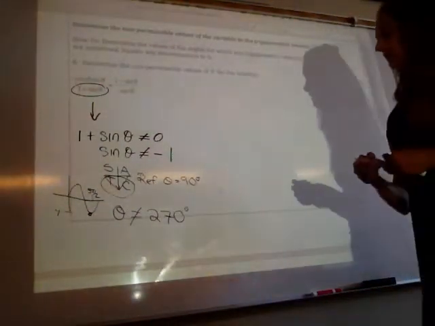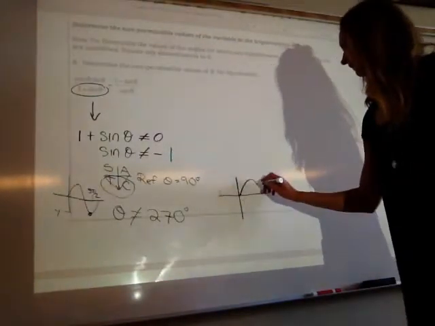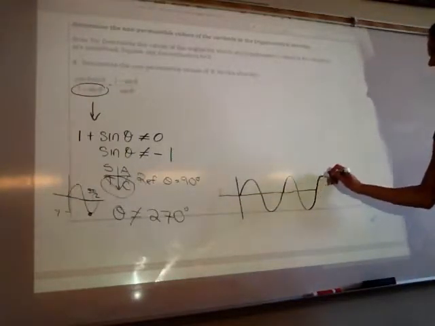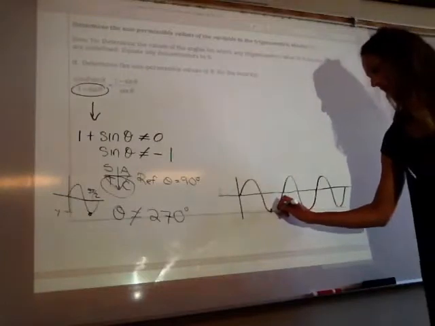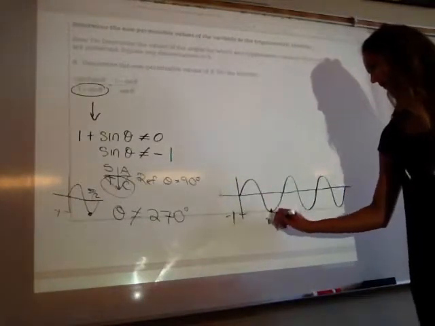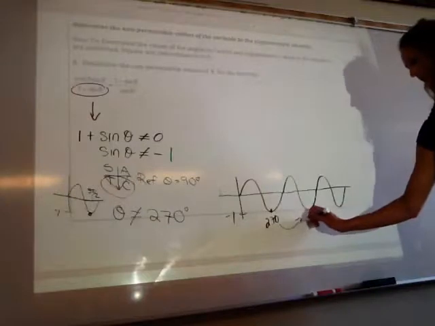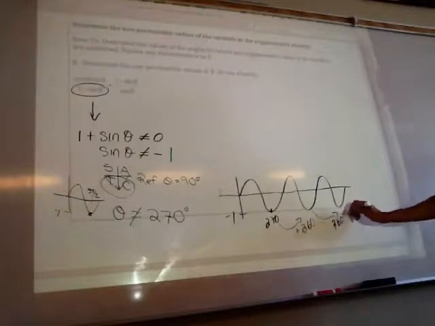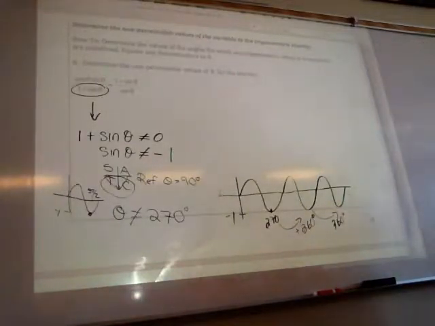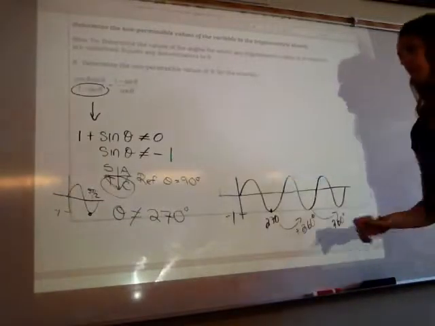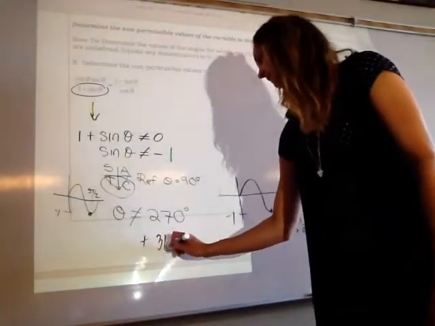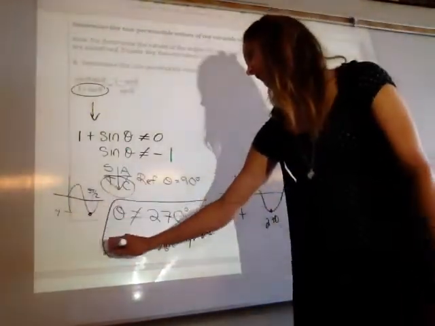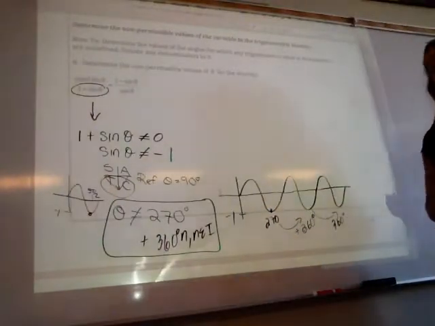Now, thinking about the graph of sine, that keeps going, and going, and going. So, sine exists at -1 at 270, plus another 360, plus another 360. So the general non-permissible values will be 270 degrees plus 360 degrees times n, where n is an integer. Okay, so theta cannot equal 270 degrees plus 360 degrees n.